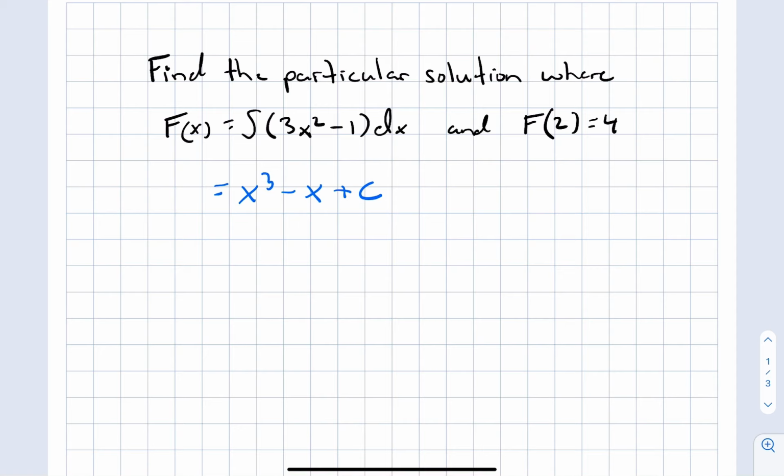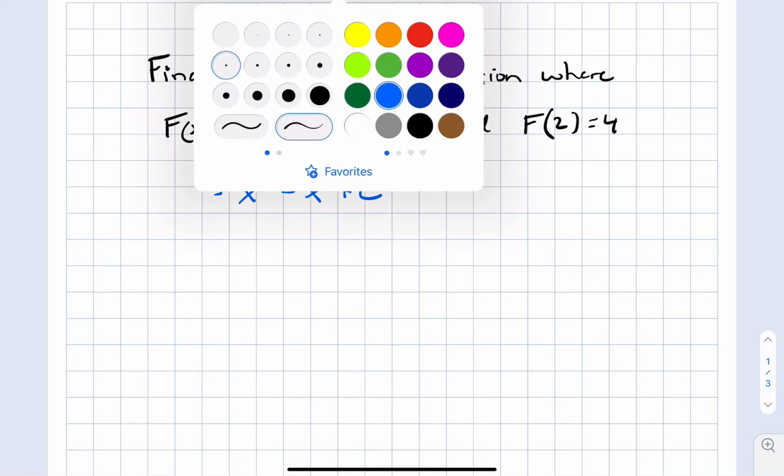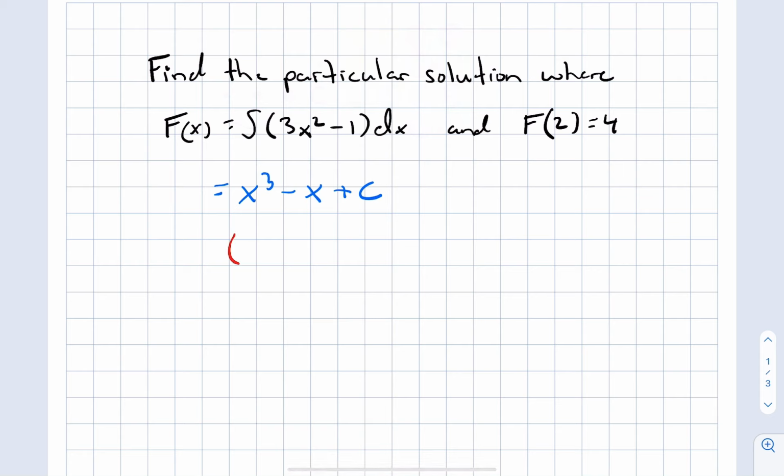But now what we want to do is take into account the fact that we know that f of 2 equals 4. So meaning when I plug in a 2 for x, I should get 4 as an answer. All right, so now what we'll do is the following. We will replace the x's with 2's. So that's going to be 2 to the third power minus 2 plus c, and that's all going to equal 4. Okay, so when we plug in 2, we're going to get 4, and what we're going to have to do is figure out what that c is.